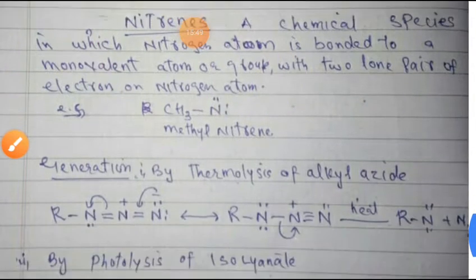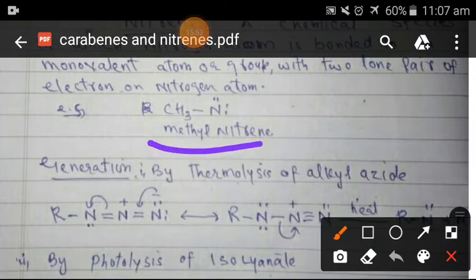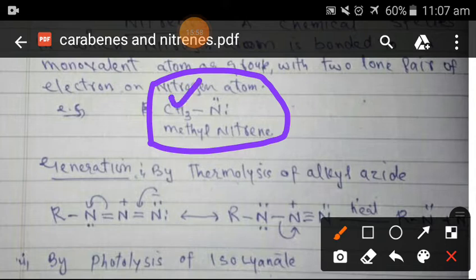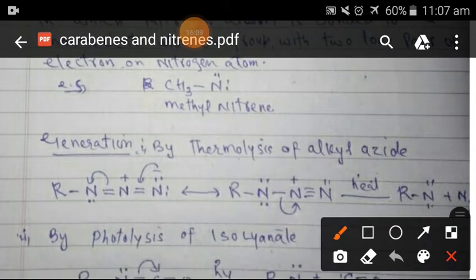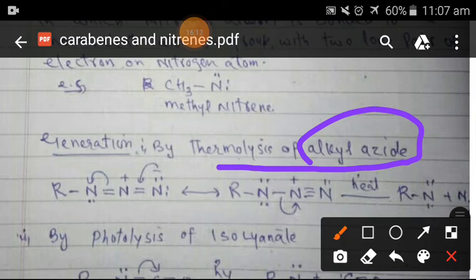So how is this nitrene formed? You will see here that this is called a methyl nitrene, when only a CH3 group is attached to the nitrogen atom. The generation of the nitrene takes place by thermolysis of alkyl azide. You can prepare the nitrene by heating the alkyl azide. So here is how the nitrene can be generated from alkyl azides.